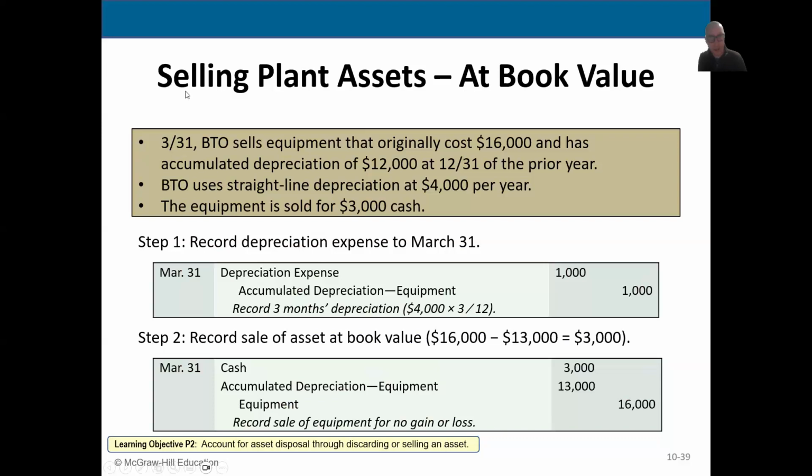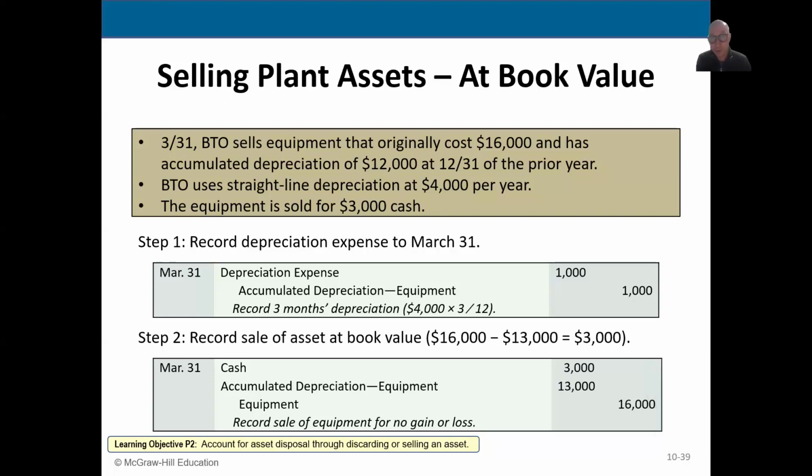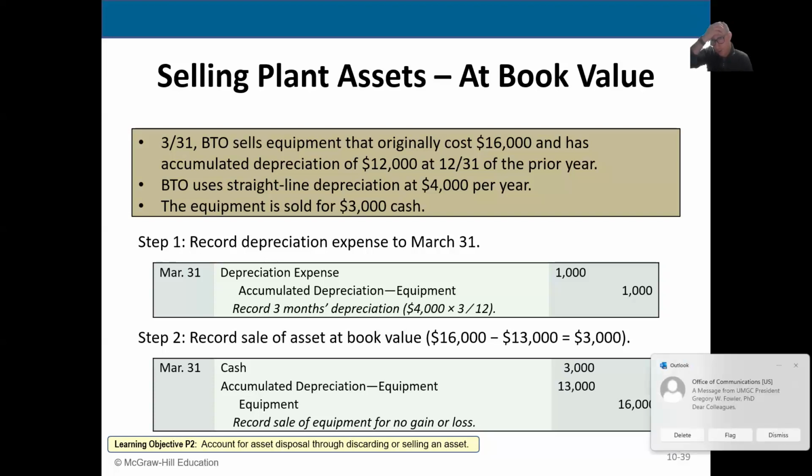We sell it. Oh, I love selling it. Okay, let's sell it. We're selling it at its book value. Wow, that's great. Okay. So we're selling the equipment. It cost $16,000 originally. It depreciated by $12,000, so we've had it in service for quite some time. Use the straight line depreciation, $4,000 per year. So that tells us it's 4 years, right? The equipment is sold for $3,000. Great. Sold it for what it's worth, basically.